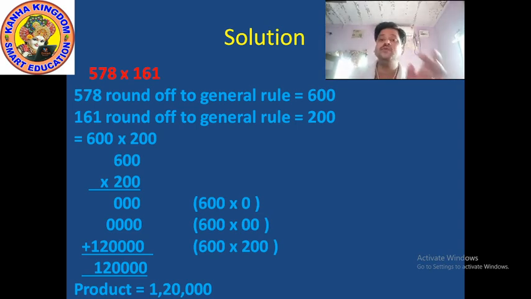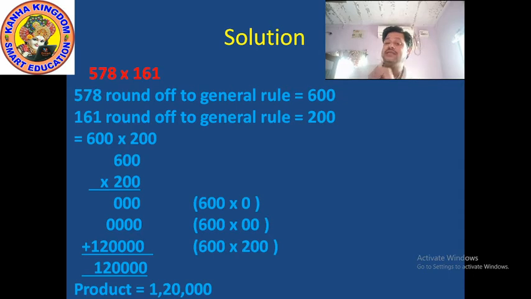Here the number is 578. So which digit is in the tens place? 7 is in the tens place, and we all know 7 is greater than 5. It means the second rule is applied. You convert the tens place and ones place into 0, and add one more to the hundreds place. Which digit is in the hundreds place? 5 is in the hundreds place, so 5 plus 1 is 6. So 578 rounded off to the nearest 100 becomes 600.